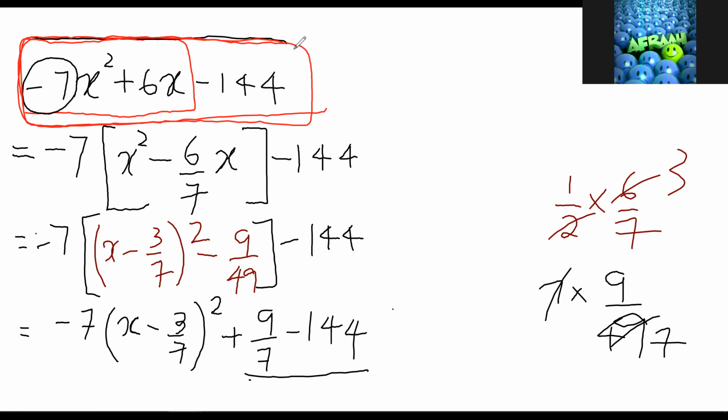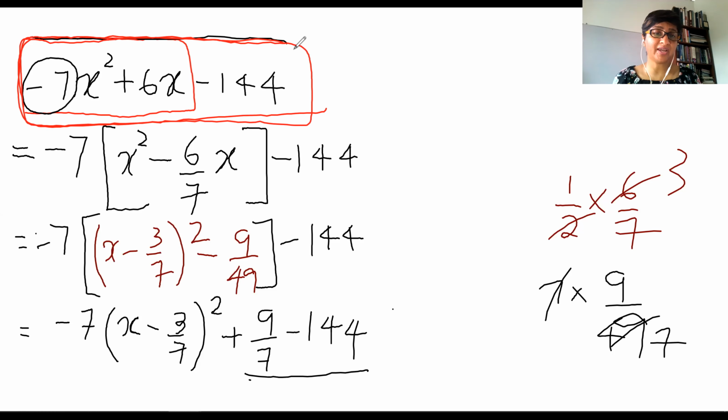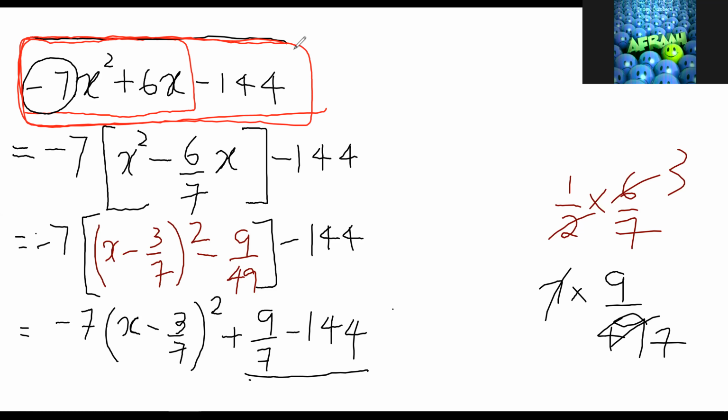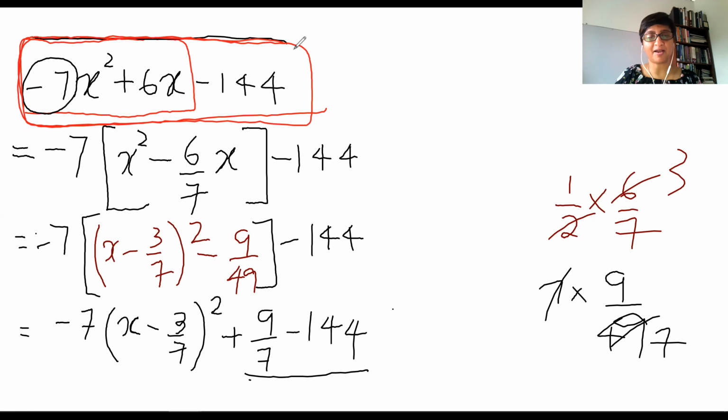Miss, can we take the -7 also inside the curved brackets? Yeah, it's fine. You can. But usually, remember, Afra, when we turn a quadratic into complete square form, we leave it in that form. The form means a certain format, a template, okay? And we stop at this form. We don't put this inside.